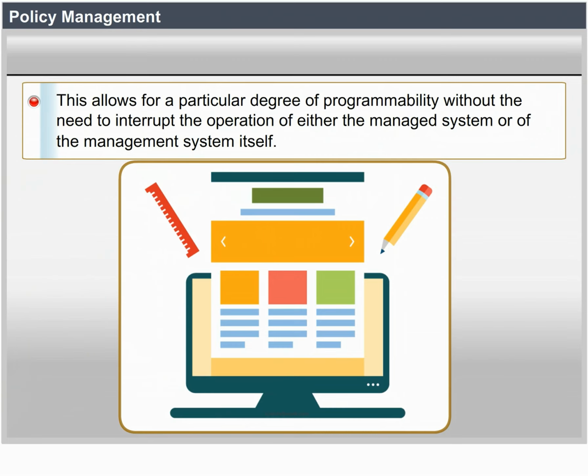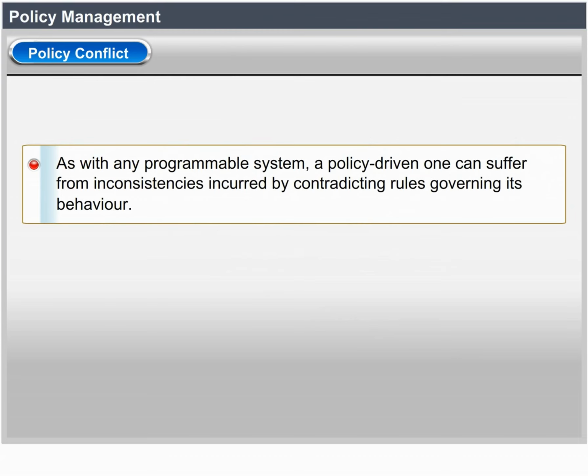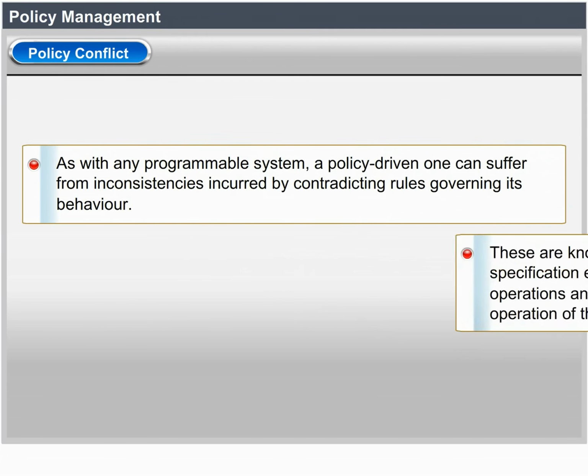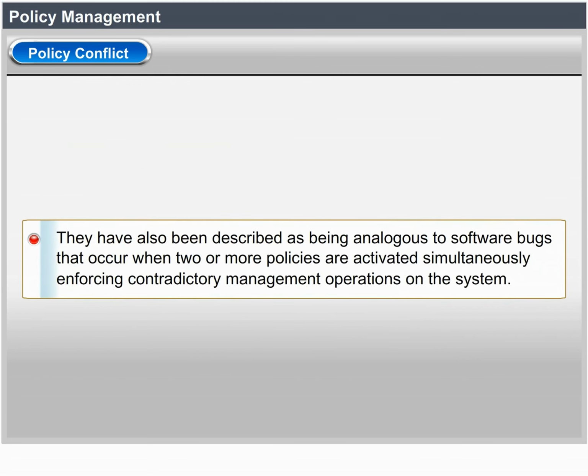Policy conflict. As with any programmable system, a policy-driven one can suffer from inconsistencies incurred by contradicting rules governing its behavior. These are known as policy conflicts and come about as a result of specification errors, omissions, or contradictory management operations and, in some cases, can have catastrophic effects on the operation of the managed system. They have also been described as being analogous to software bugs that occur when two or more policies are activated simultaneously, enforcing contradictory management operations on the system.